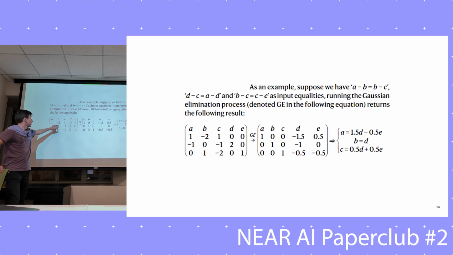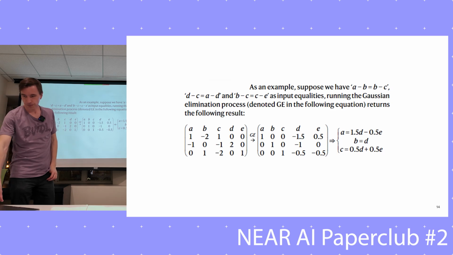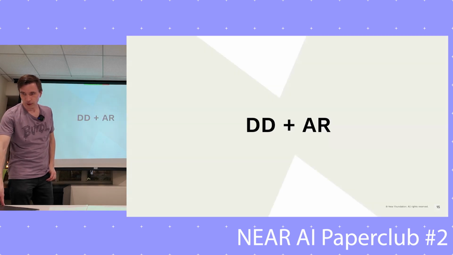So in this case, they say things like, let's say we know that a minus b is equal to b minus c, right? That means that if you move everything to the left, a minus 2b plus c is equal to 0, right? And then they have another one, and a third one. They write all three of them down, do Gaussian elimination, and see that b is equal to d, right? That's something that a deductive database would not give you, no matter how many rules you apply. But the Gaussian elimination allows you to get that.